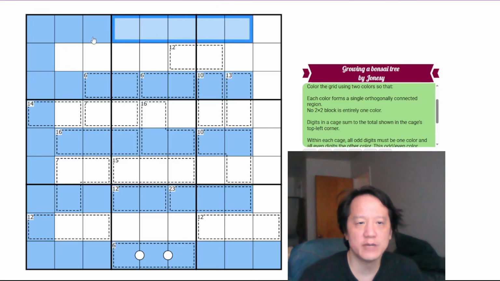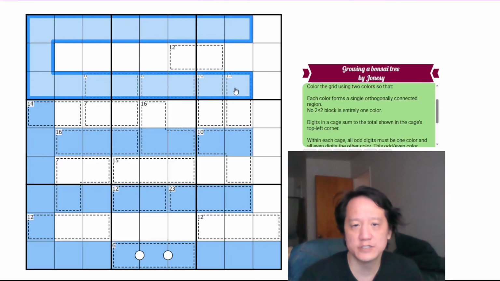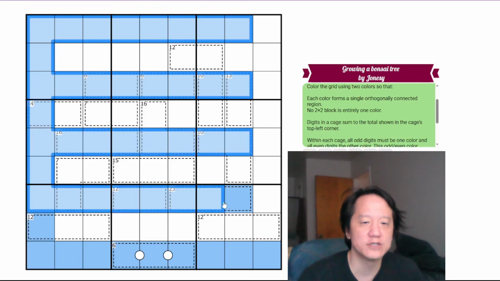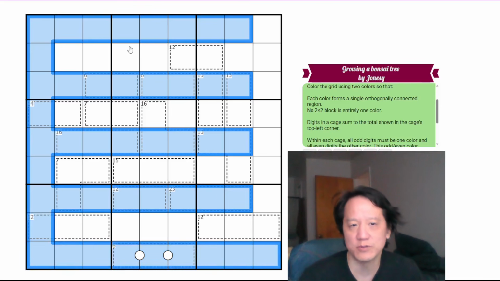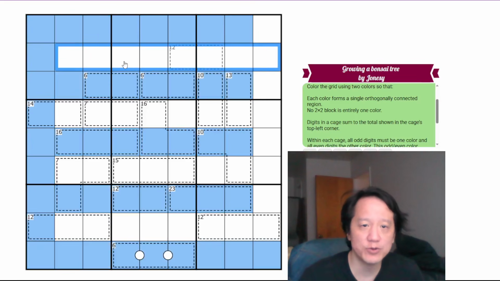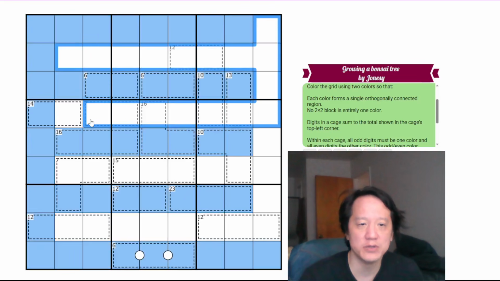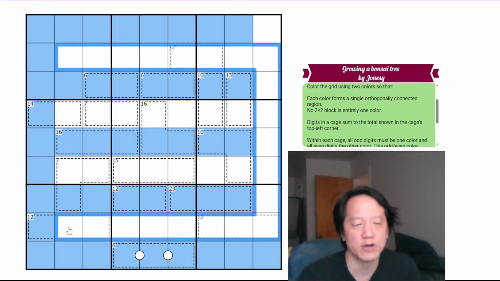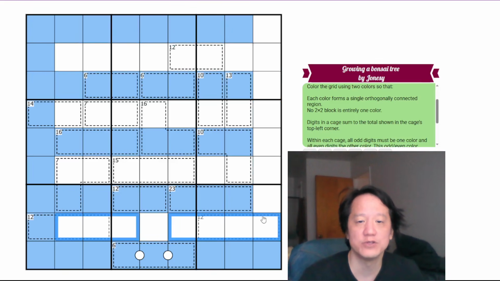So this is an example of a valid yin-yang shading because any cell in the blue region can get to any other cell in the blue region just by going through edges while staying within the region. And same with the white region. You can go from any cell in the white region to any other cell in the white region just by going through edges, all while staying within the region.